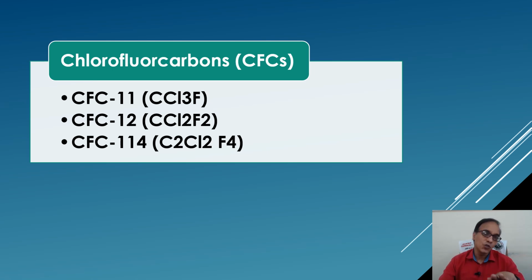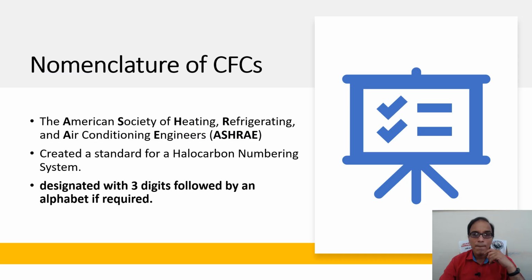Now we will also study what the numbering system means. How can you say that? Let's see how we can nomenclate, how we give the name. The American Society of Heating, Refrigerating and Air Conditioning Engineers, ASHRAE, created a standard for a halocarbon numbering system. Generally, they have very big names, so they wanted to have a handy name for their use. So they designated the name with 3 digits followed by an alphabet if required.